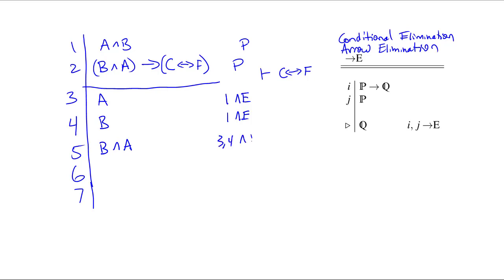with an and introduction. And now line 5 exactly matches the antecedent of line 2, which allows us in line 6 to derive the consequent by an arrow elimination. And there we have it.